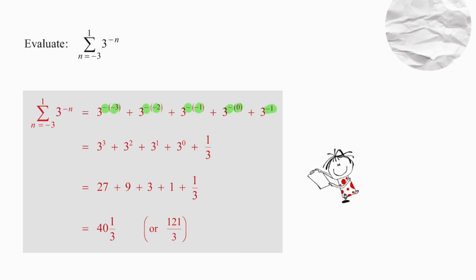Okay, 3 to the 3, if you simplify the double negative, 3 to the 2, 3 to the 1, 3 to the 0, and then on the end you have 3 to the minus 1, which is the same as 1/3. 3 cubed is 27, 3 squared is 9, 3 to the 1 is just 3, anything to the 0 is 1, and we have 1/3. Careful addition gives us either 40 and 1/3, or if you prefer, 121 over 3.